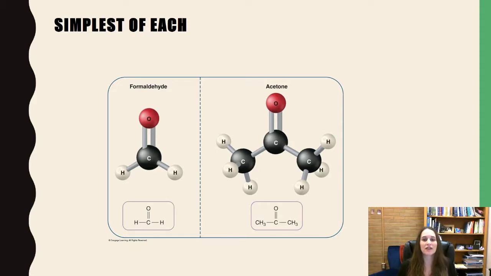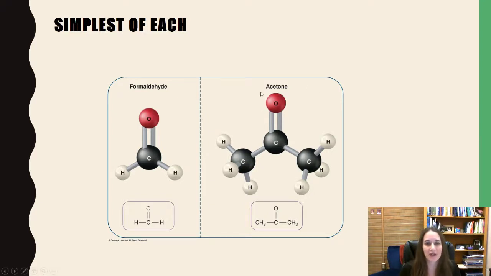The simplest of each, their common names are listed there: formaldehyde and acetone. Formaldehyde is the simplest because it has a hydrogen on either side. You can't get any simpler than one carbon and then a hydrogen on either side. This wouldn't be its IUPAC name, we'll talk about naming later, but because most of you would have heard of it as formaldehyde, it's good to be familiar with the common names of these simplest ones.